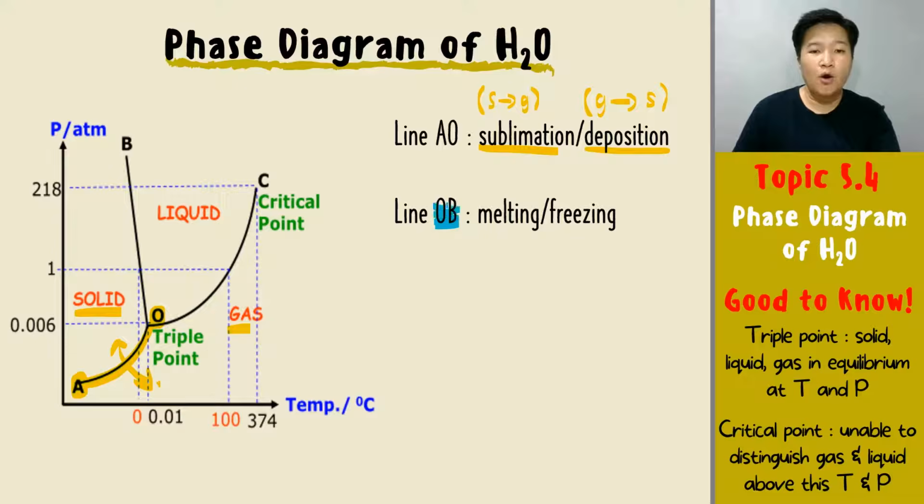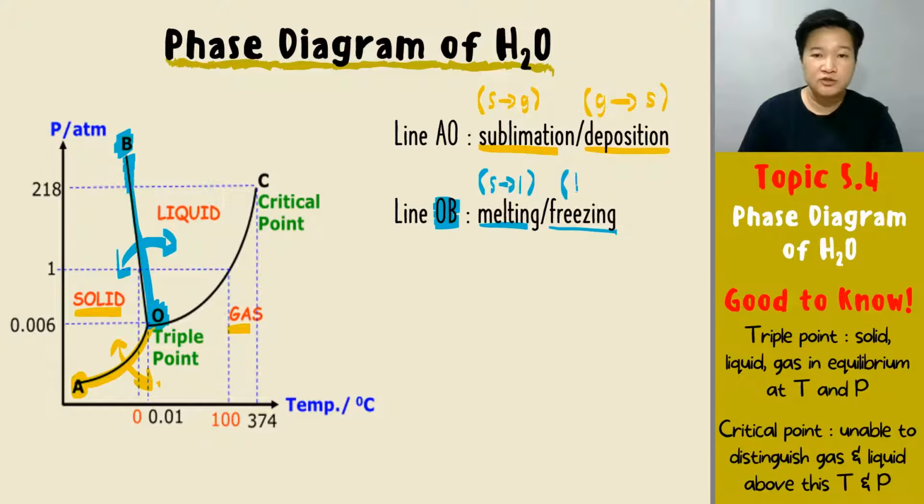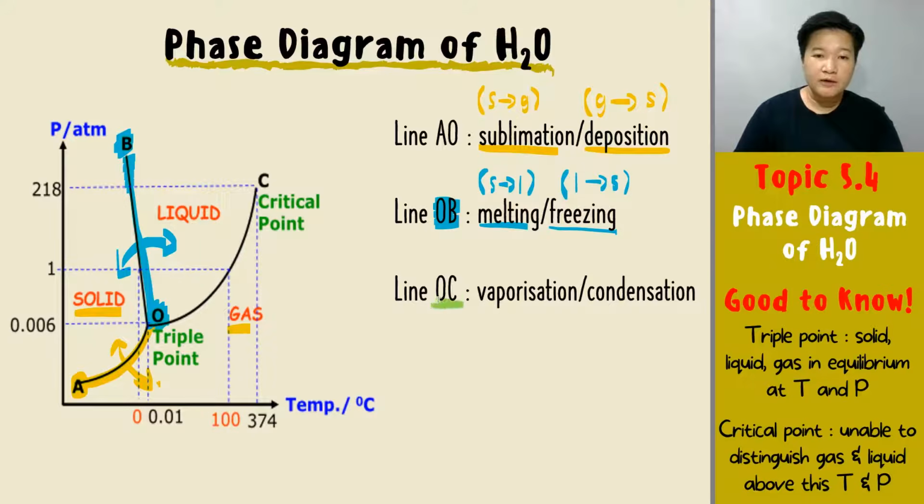Next is your line OB. The line OB is sitting between your solid and your liquid. So it's the interchange between solid and liquid. Therefore, the processes that can happen along the line are melting and freezing. Melting is your solid becoming liquid, whereas freezing is your liquid becoming solid. Next and last but not least is your line OC. That is my C. Your line OC obviously is between your liquid and your gas.